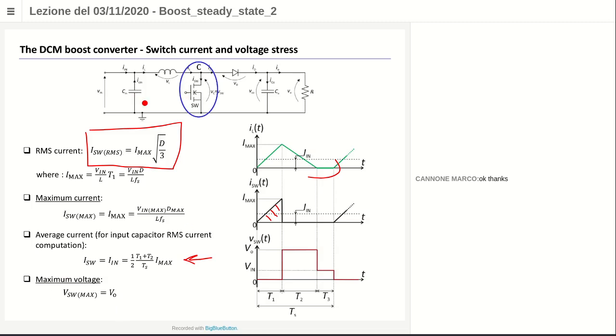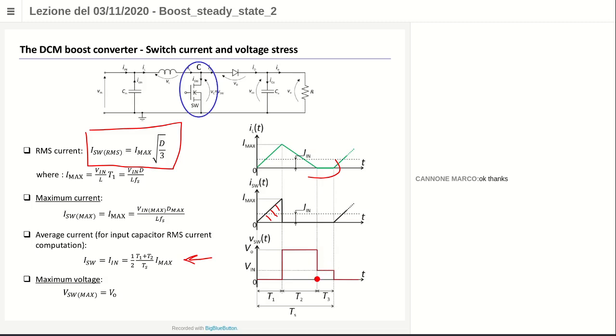Maximum voltage is the same as before, so it's V naught, which is the high voltage in the sink, which is the voltage across the switch. This is important. The voltage across the switch is 0 when the switch is on. When the switch is off, it's V naught, because the diode is on.